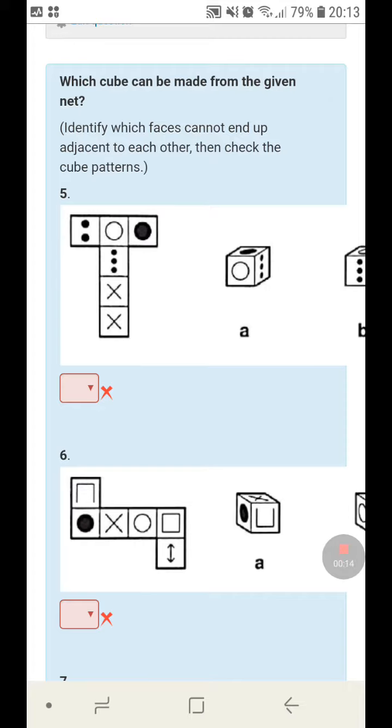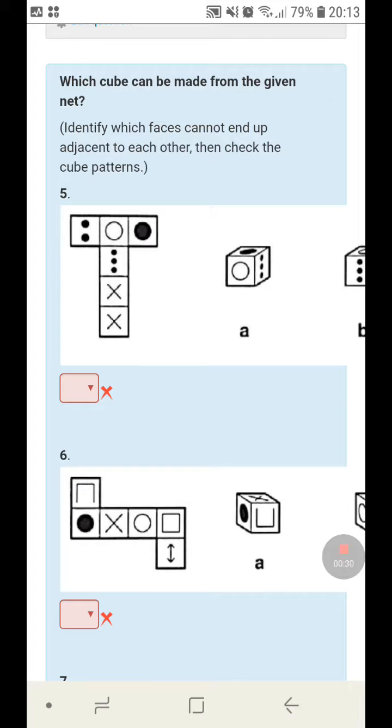Okay. The text underneath: identify which faces cannot end up adjacent, meaning next to each other. Then check the cube patterns. This is not from the original questions. This is given as a hint from me.